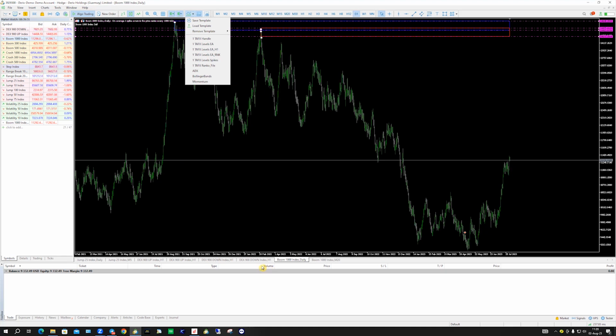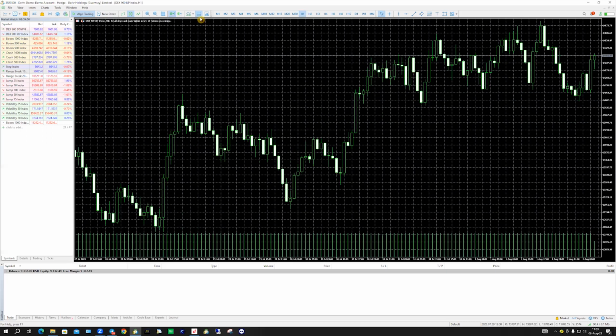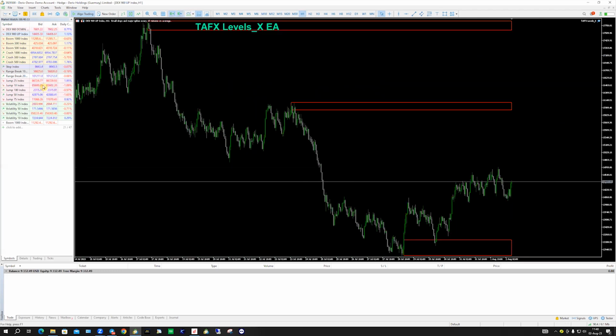So again, now let us go to our next one. The next one here, after handle, we see that we are combining handle and the EA. The next one is the TFX levels EA H1. Let us go to this one for instance. The TFX EA H1, this works only in 1 hour time frame.